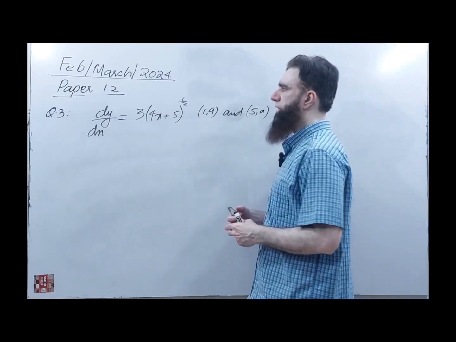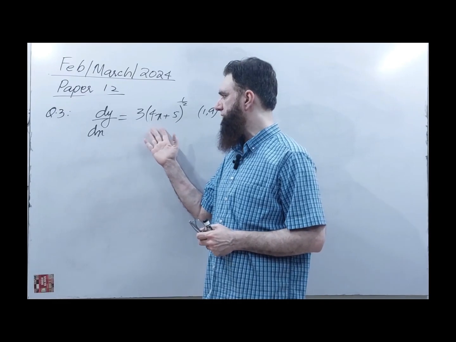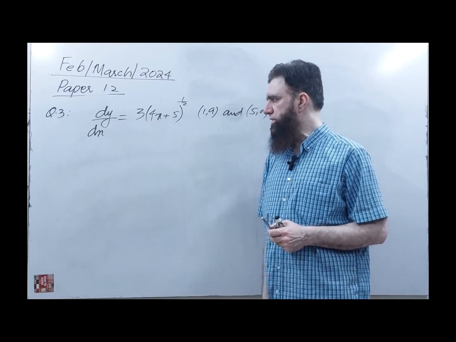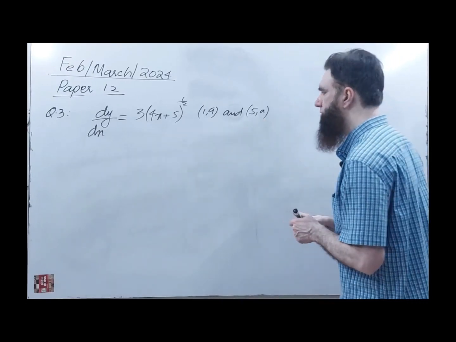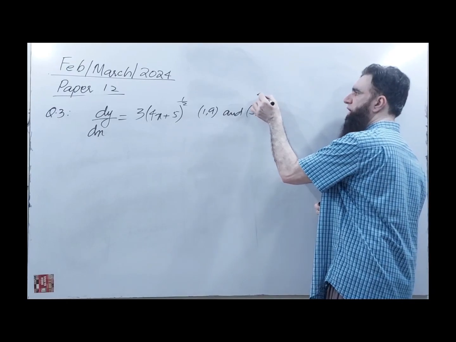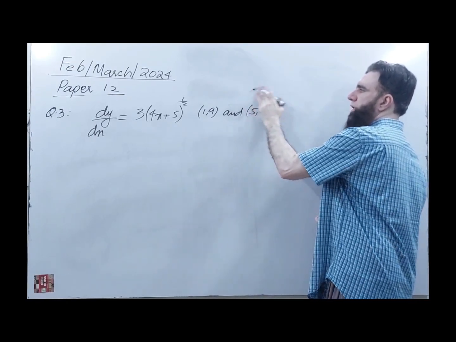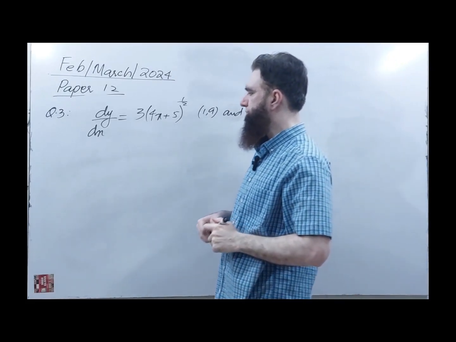This is question number 3. You have been given the derivative dy over dx as this. These 2 points lie on this curve. You have been asked to find the value of a. It's a 5-mark question. Question number 3. Right now, I don't write it so that you do not get confused.